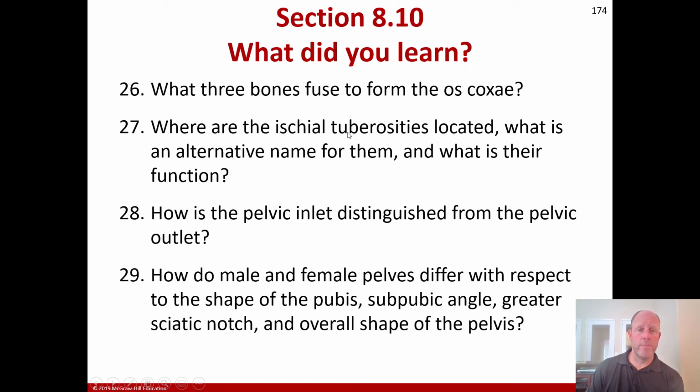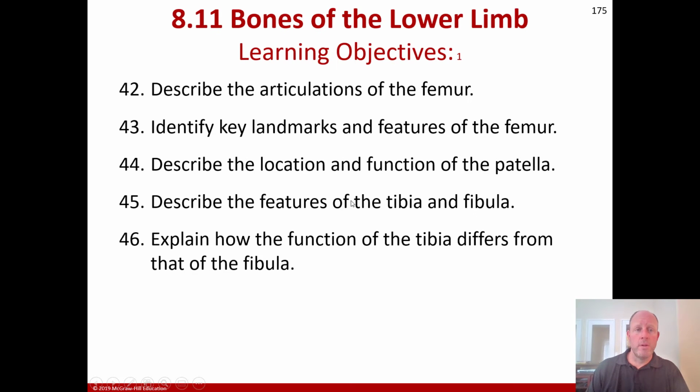So what did you learn? What are the three bones fused to form the os coxae? Where are the ischial tuberosities located? What's an alternative name for them, and what is their function? How is the pelvic inlet distinguished from the pelvic outlet? How do male and female pelvis differ with respect to the shape of the pubis, the subpubic angle, the greater sciatic notch, and the overall shape of the pelvis? And we'll talk about sections 8.11 and 8.12 shortly.